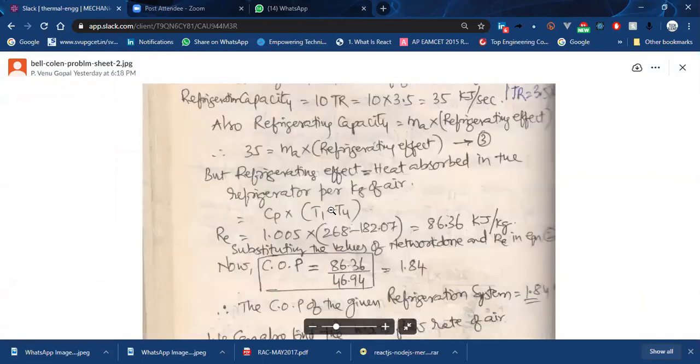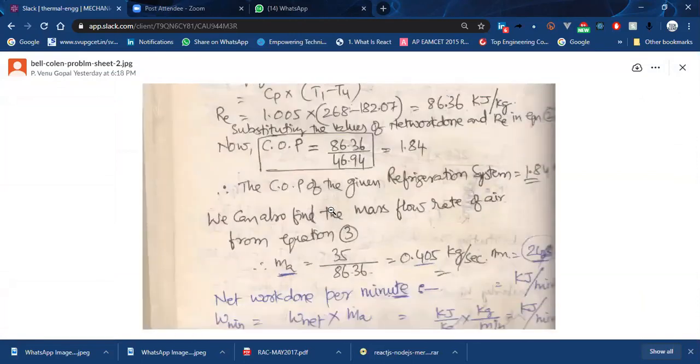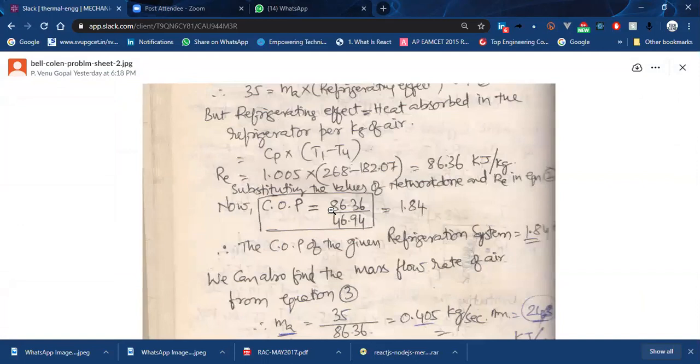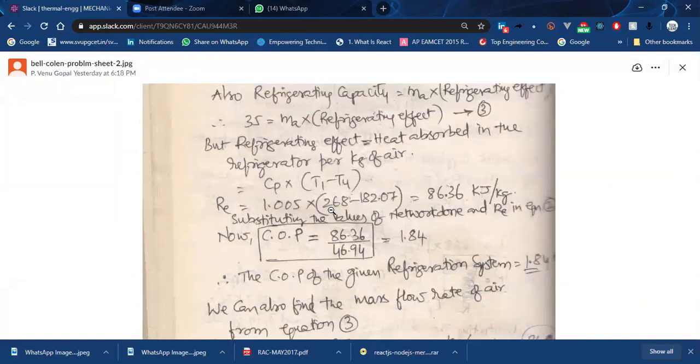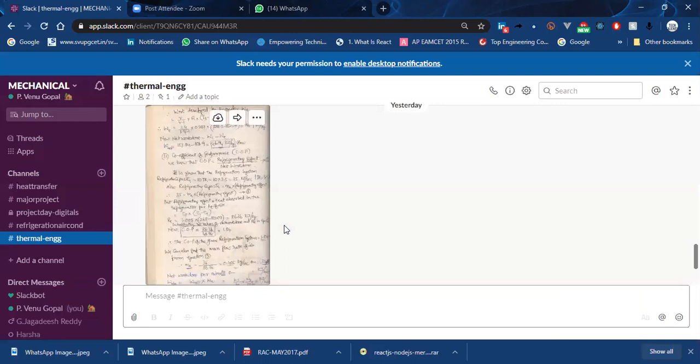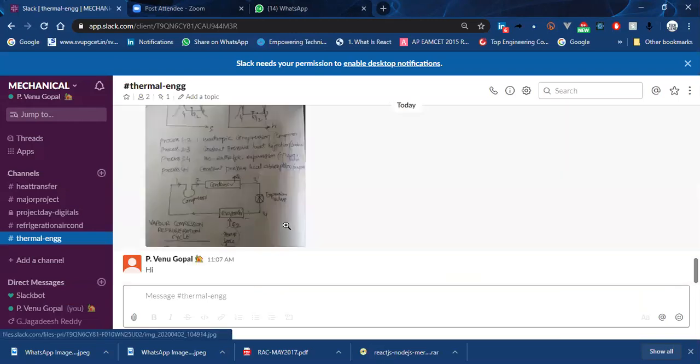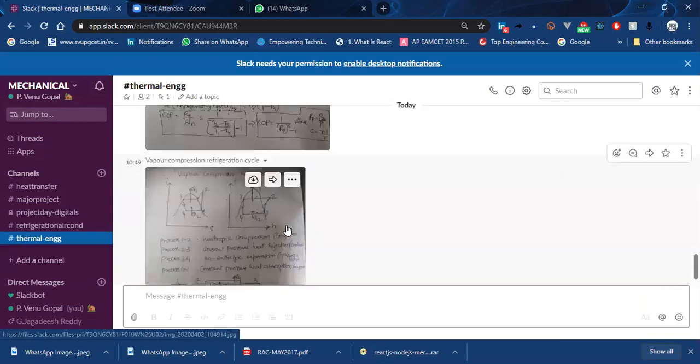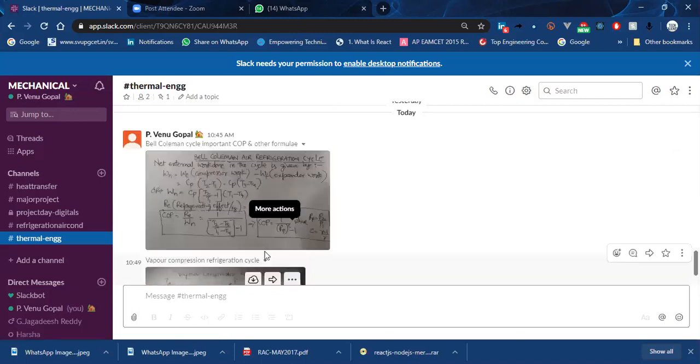So all these formulas I have used already. Just go through this problem, you will understand. So that is about Bell-Coleman cycle. So now today we'll go to another cycle called a vapor compression cycle.